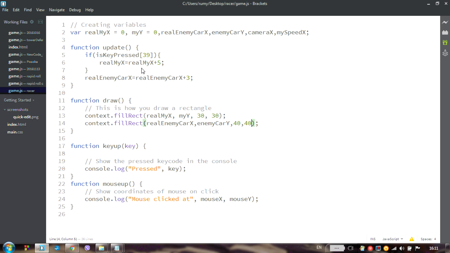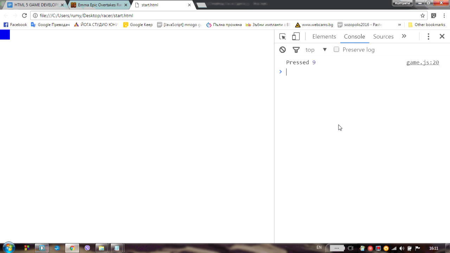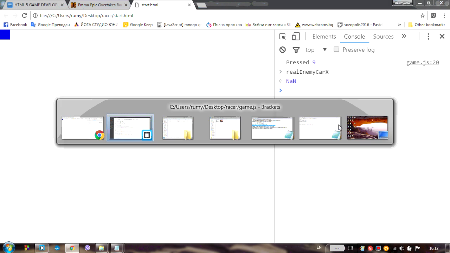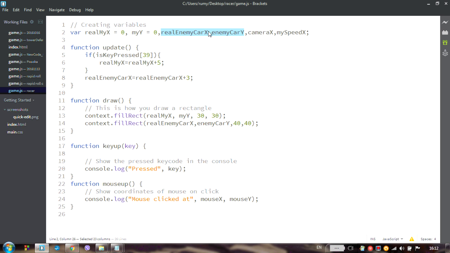Instead, I don't have this luck, and this is logical because I don't have any initial good values for real enemy car X and enemy car Y. If I'm not so clever to think that the problem is with those variables, I can also see what is the values of real enemy car X, and the computer will also say that they don't have any value, which is usual when even their initial value is not okay.